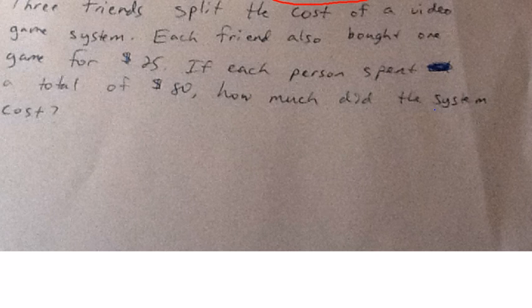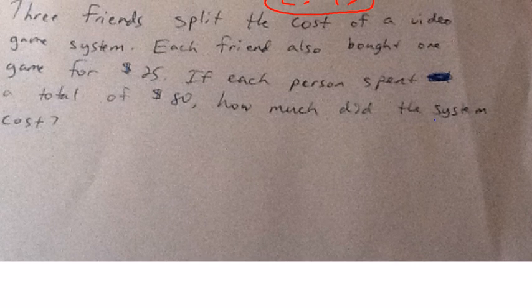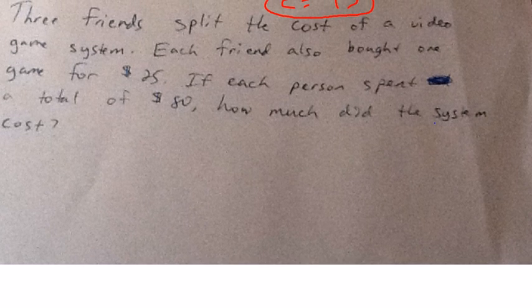Okay, 3 friends split the cost of a video game system. Each friend also bought 1 game for $25. If each person spent a total of $80, how much did the system cost? Well, the problem is telling us that each person spent a total of $80. So let's set up an equation to express that total.